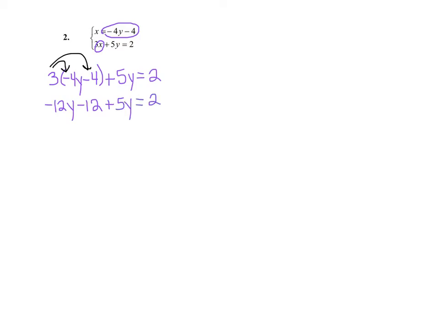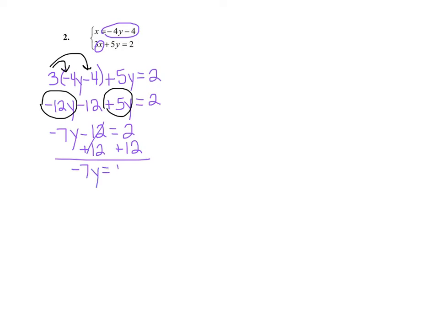Your next step is to combine your like terms. So negative 12y plus 5y is going to give us a negative 7y minus 12 equals 2. You have a two-step equation, so you're going to add 12 to both sides to undo it. So you have negative 7y equals 14. Divide both sides by negative 7, and y equals negative 2. So you found your first variable.